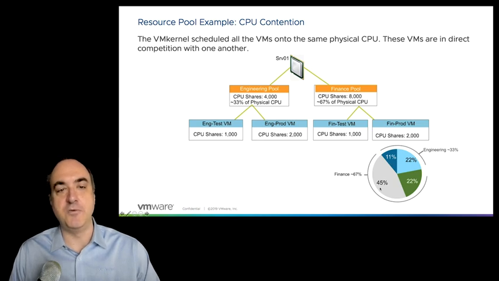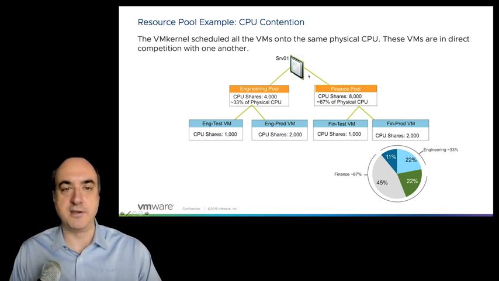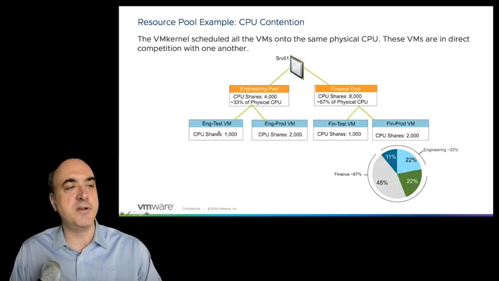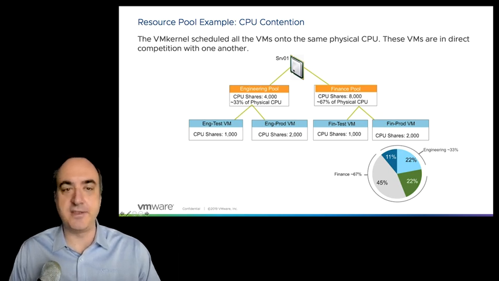Meanwhile, the fin prod will be getting 45%, right? How this is calculated is that the fin prod is 2/3 and the fin test is 1/3 of their parent. Well, the parent has 2/3 compared to the 1/3 of its sibling. So this is really 2/3 of 2/3, which is where we get the 4/9, or 45%, give or take, right? Whereas the engineering test has 1/3 of 1/3 of the entire environment. That's 1/9, or as we show here, 11%.